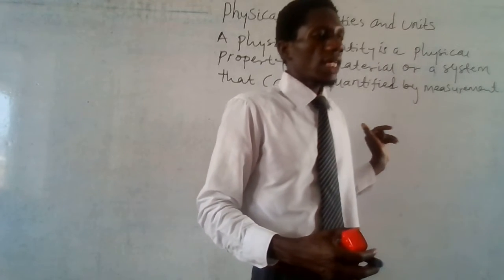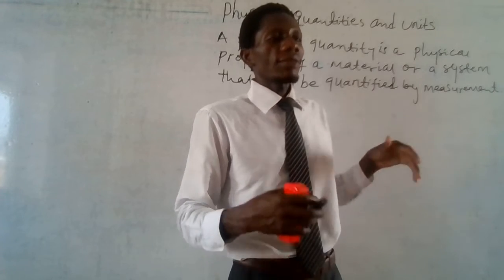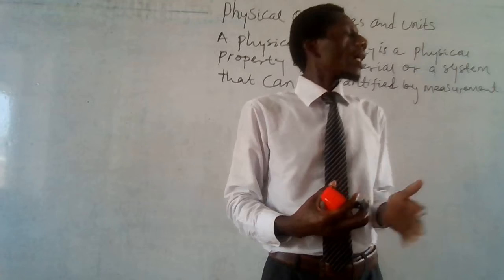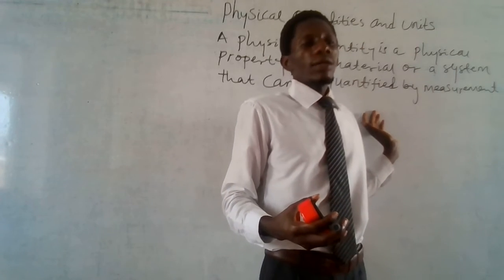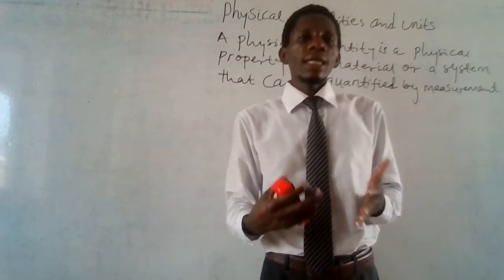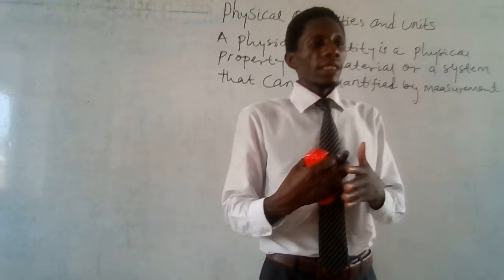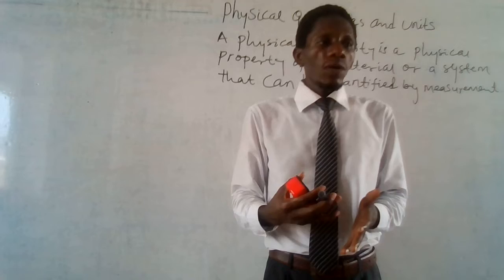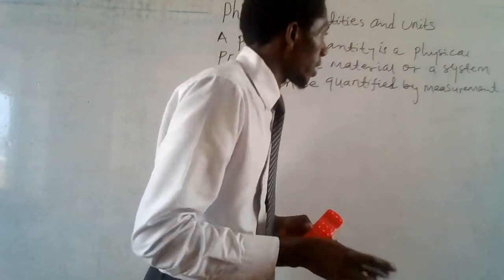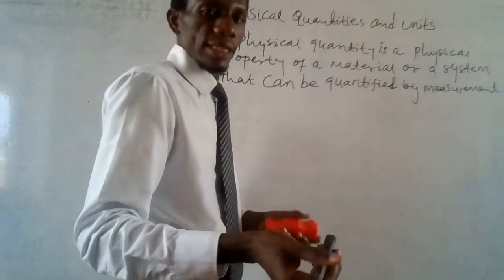Now, physical quantities can have different sizes. We say some are scalar quantities. We say that some are vectors or tensors. Okay, so let's say sizes.